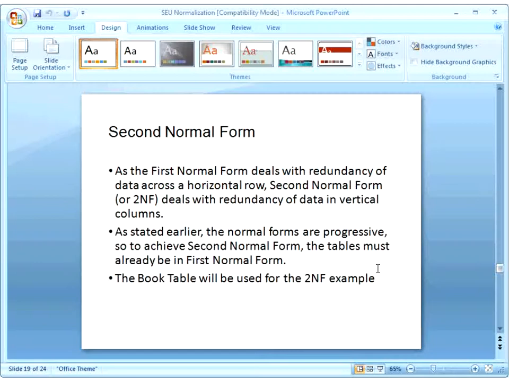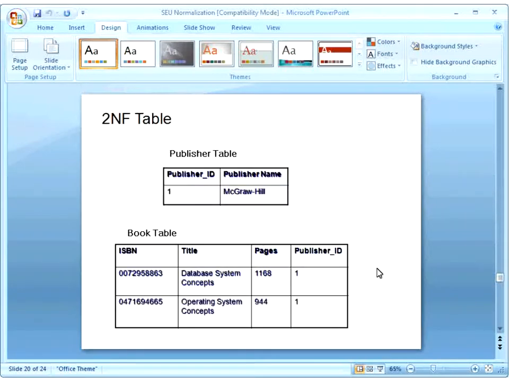As the first normal form deals with the redundancy of data across the horizontal row, the second normal form deals with the redundancy of data in the vertical columns. Normal forms are progressive, so to achieve second normal form, the table must already be in first normal form. You cannot have a table that is not in first normal form and start looking for second normal form. You first have to make it first normal form, only then can you go for second normal form.